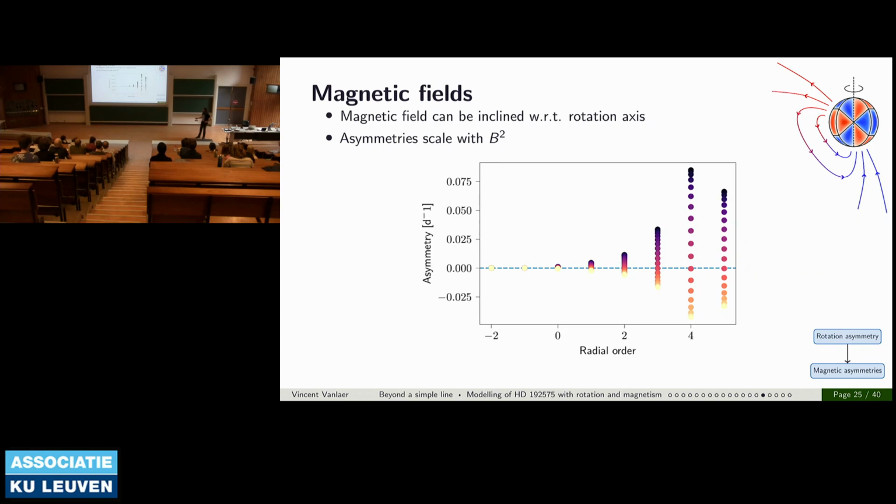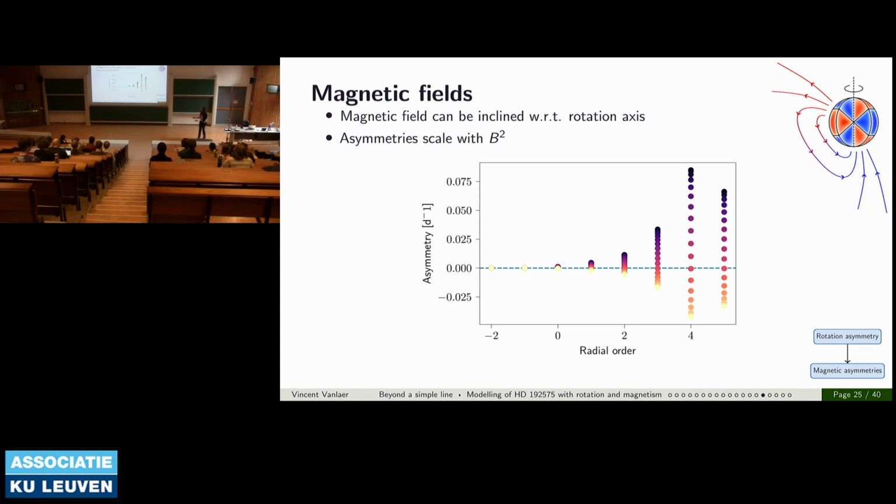And in this plot, you can see a plot for one magnetic field strength. The colors indicate the angle between the magnetic field axis and the rotation axis. The black dot is aligned. The yellow is 90 degrees. So this is for different oscillation modes. You have low order G modes here, low order P modes here.